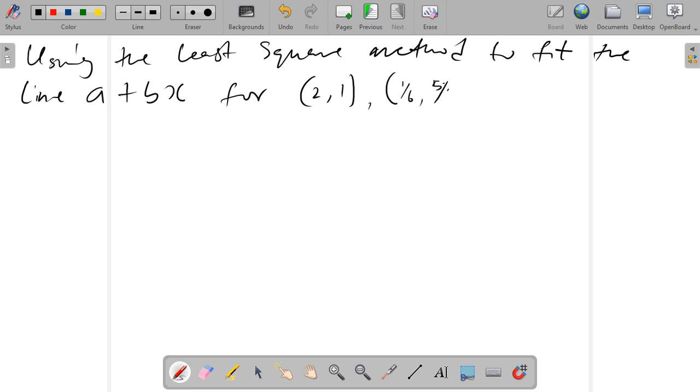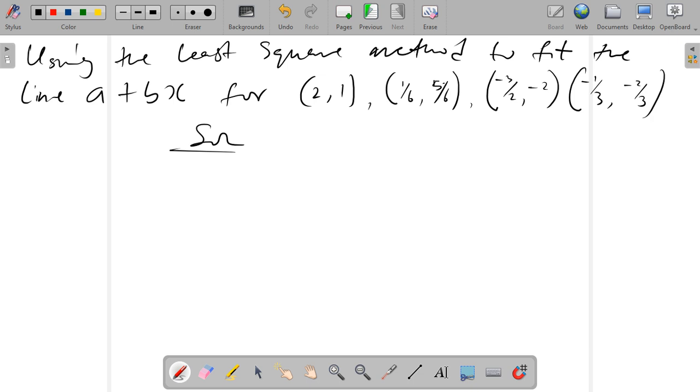They can give you any point. The next point they gave me is minus 3 over 2 comma minus 2, and then the last point they gave me is minus 1 over 3 comma minus 2 over 3. Okay, so now to solve this, the first thing is you can write your equation.